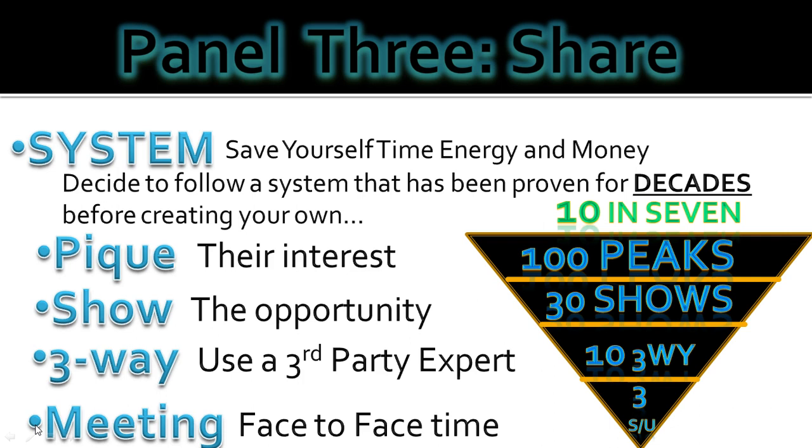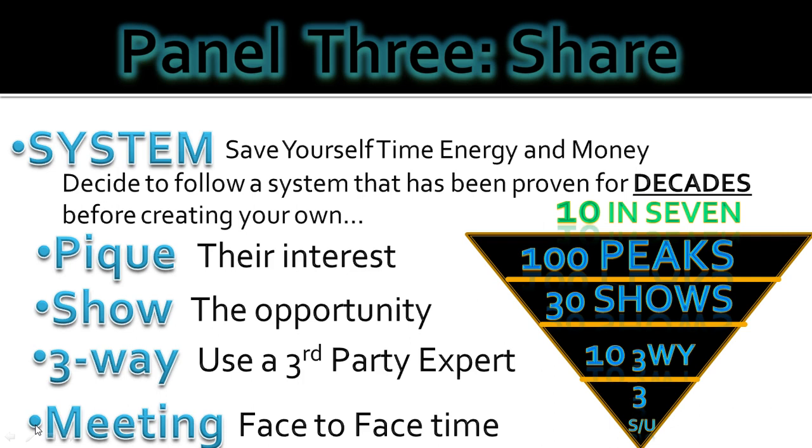You want to get 10 third-party exposures. It could be a meeting, a one-on-one, a 3-way call, a face-to-face, a Skype, just any way you can get a third party, maybe your upline or somebody in the business that's credible to break down the details to your prospect. That's called a third party. You want to get 10 of those in 7 days. It's been proven, guys, to produce massive results if you're able to do that.